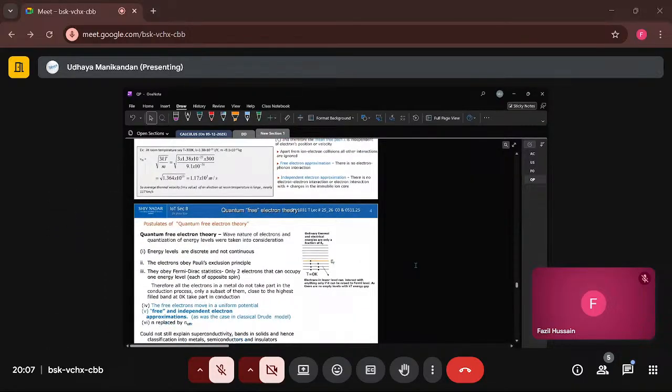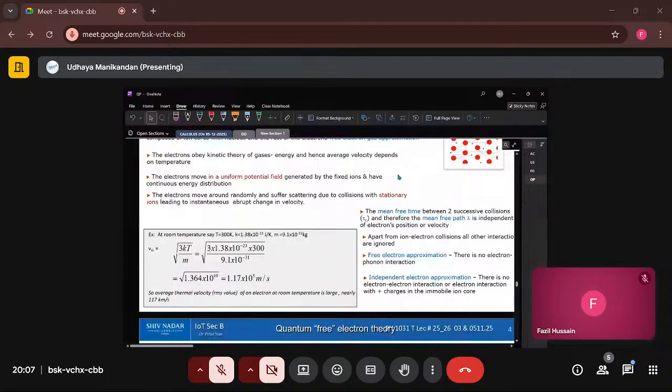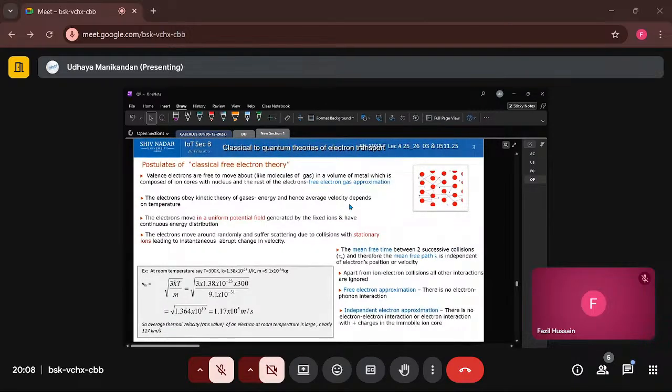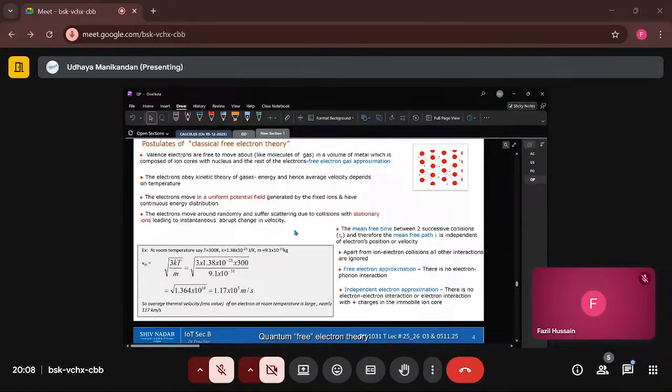Now, classical free electron theory. What happens? Valence electrons are free to move about in a volume of metal, which is composed of ion cores with nucleus. The electrons move in a uniform potential field. The electrons move around randomly and suffer scattering due to collisions with stationary ions. I understand it's a free electron. This guy has complete independence. He can go anywhere he wants. He moves in a uniform potential field, but again he can go and collide with stuff. That can lead to an instantaneous abrupt change in the velocity. Very nice. But yeah, this guy can just go around, right?